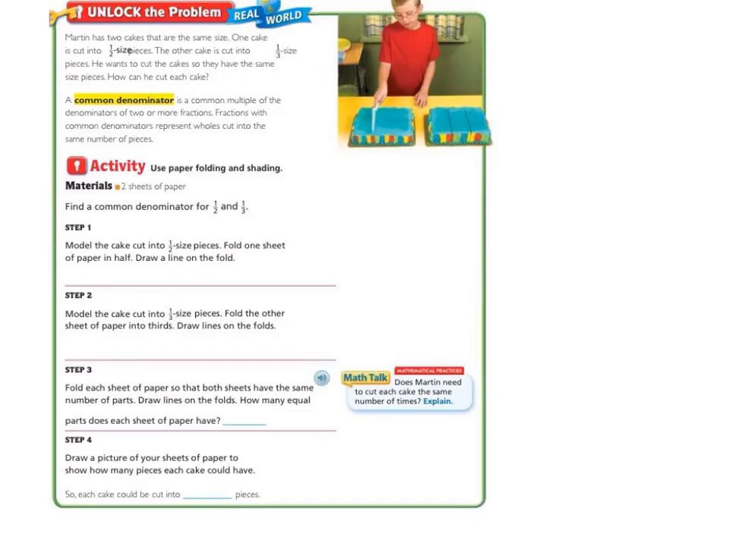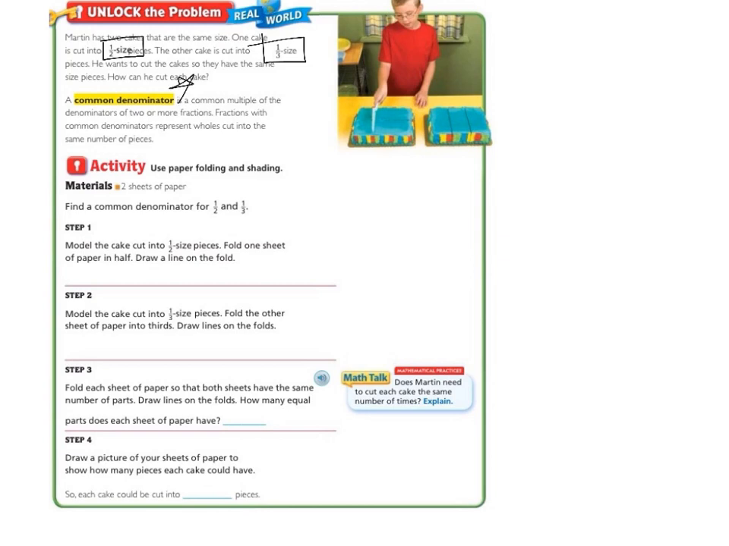In today's Unlock the Problem, it says we're going to use some folding paper and some shading. I'm going to draw a picture, but if you would like to fold the paper along with me, that's great. Let's read it. Martin has 2 cakes that are the same size. One cake is cut into 1/2 size pieces. The other cake is cut into 1/3 size pieces. But he wants to cut the cakes so that they all have the same size pieces. So we want to find what we call a common denominator.